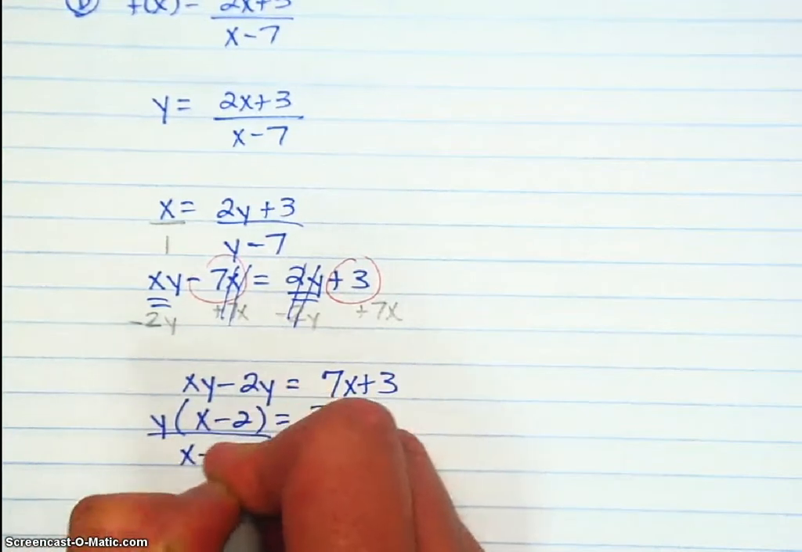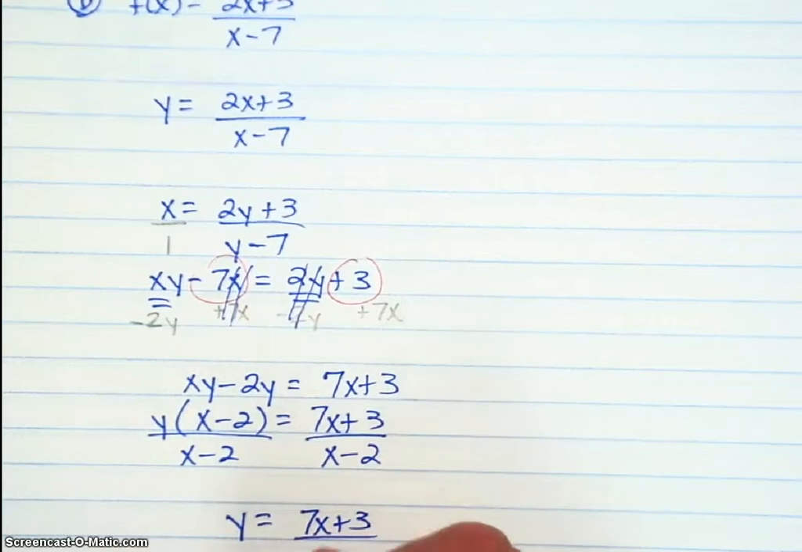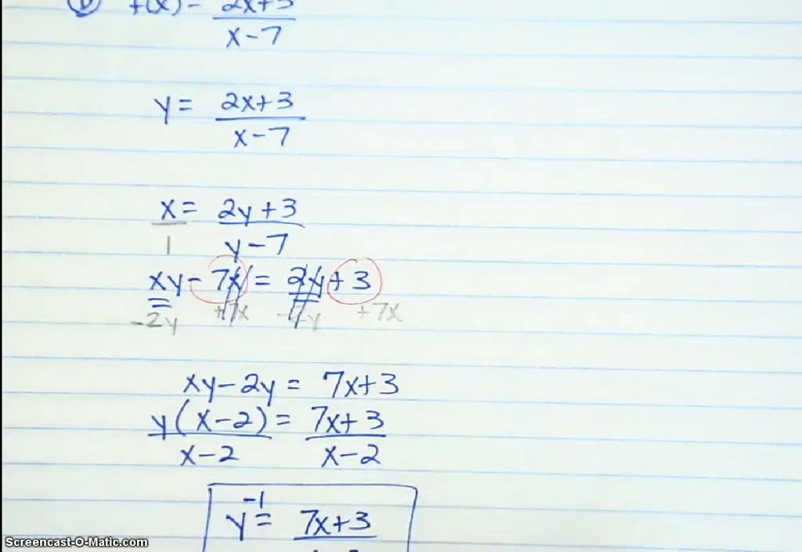And then we divide both sides by x minus 2, and we get y equals 7x plus 3 over x minus 2. And that is the inverse, and since it is the inverse, I put a -1 on it.